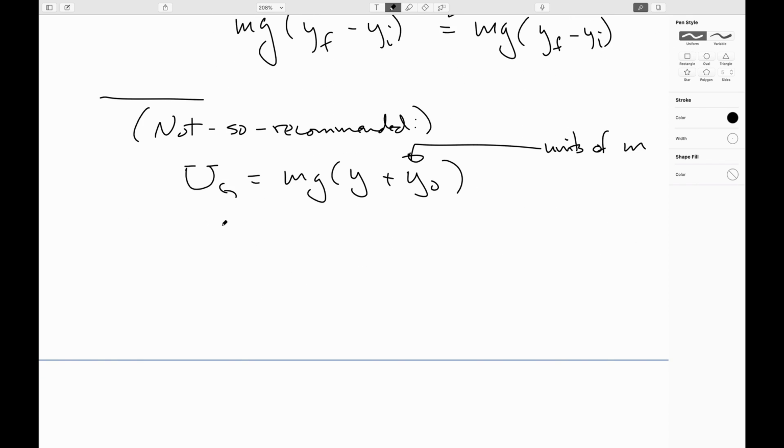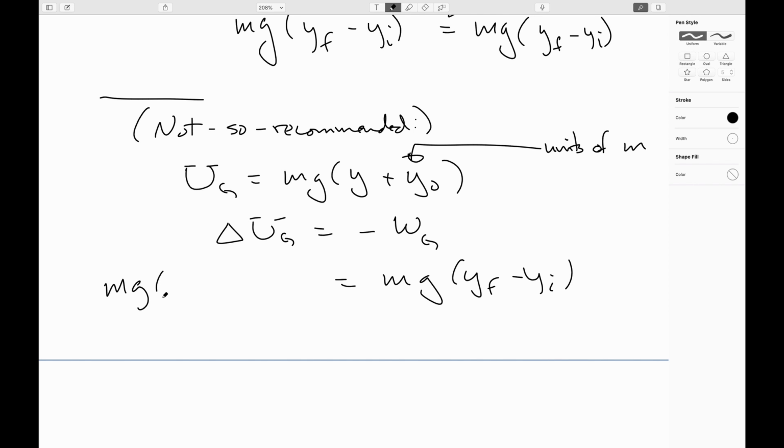So we need, again, that the change in my gravitational potential energy be equal to minus the work done by gravity. We saw for the work done by gravity that that's going to be mg times y final minus y initial, with the minus in front of there. So here let's put in our choice. This will be mg (y final plus y naught) minus mg (y initial plus y naught).